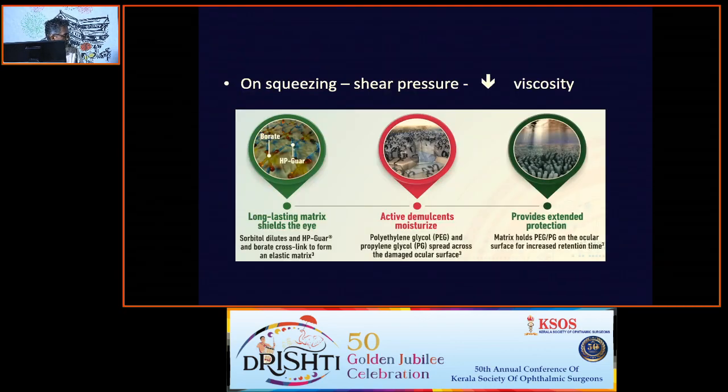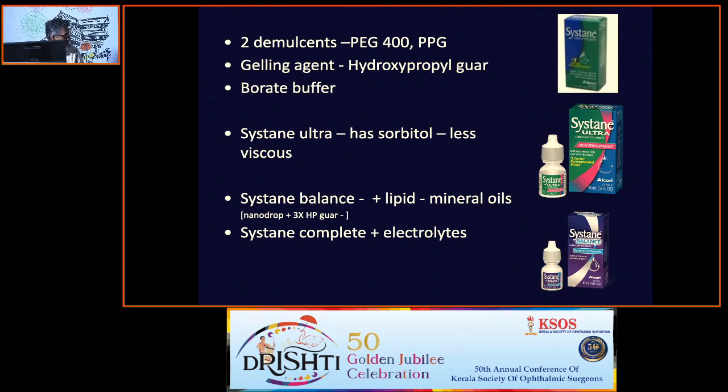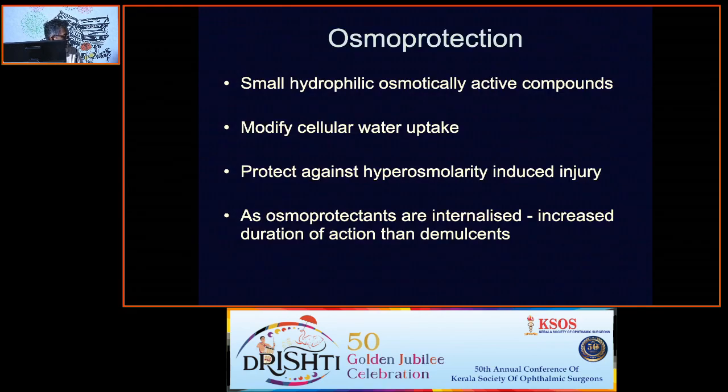Certain products like Sustain, I don't have any commercial interest, but I just want you to know that these contain HP-Guar, which binds to hydrophobic sites. And there are cationic demulcents on the surface. HP-Guar keeps everything together and provides extended protection. So even among the so-called lubricants, there are multiple things available, which is much more confusing. In Sustain Balance, along with that, lipids are also present. In Sustain Complete, you have electrolytes also.